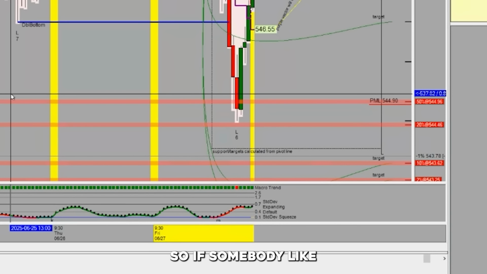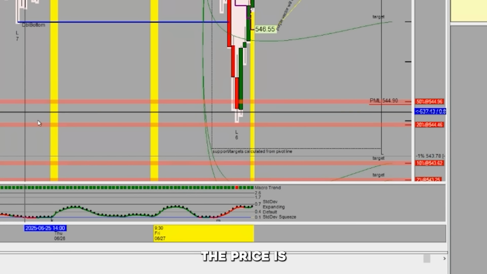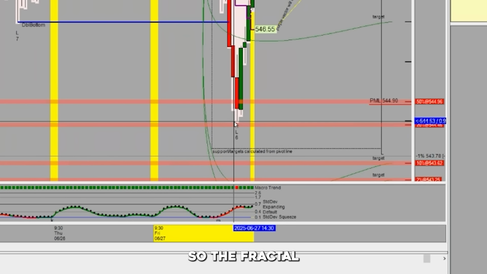So if somebody like you is looking for more downside, you get the odds. The fractal system is telling me there's an 80% chance. For example, the price is at the 20% band, so the fractal is telling me there's an 80% chance of reversal from this price point. Does that make sense?